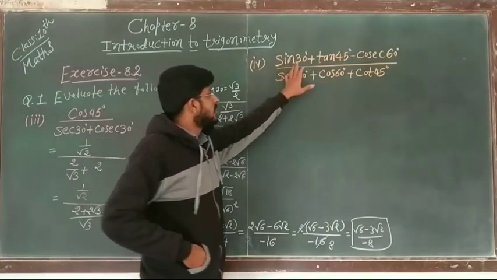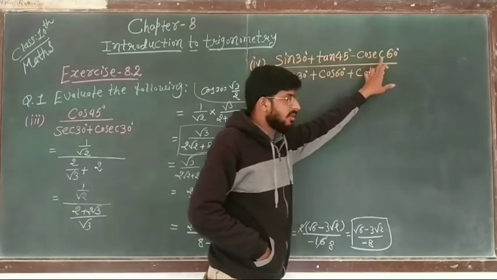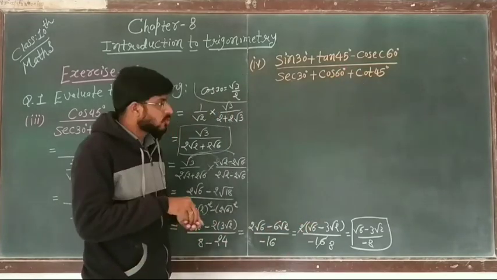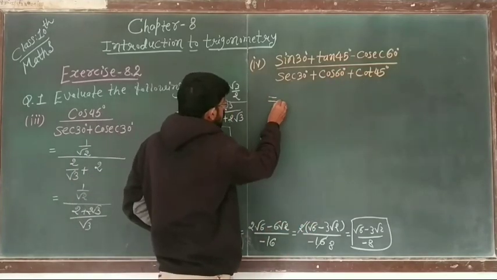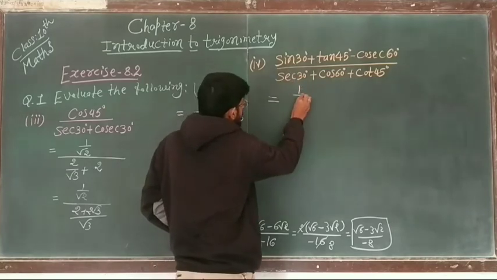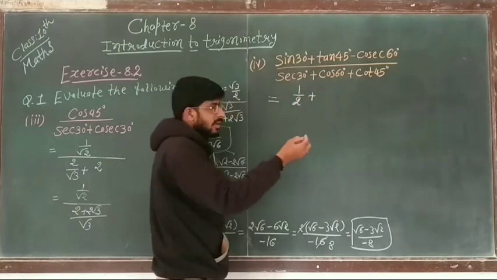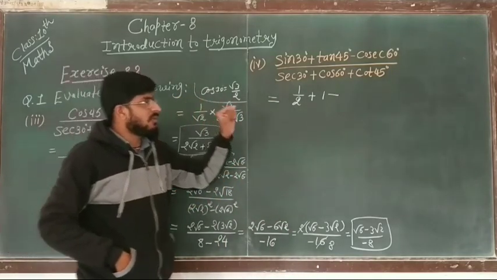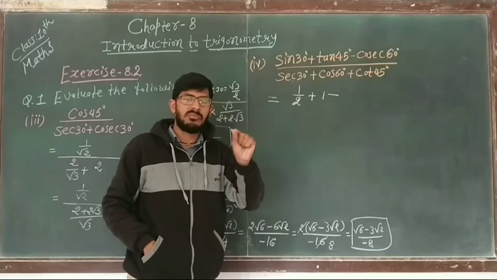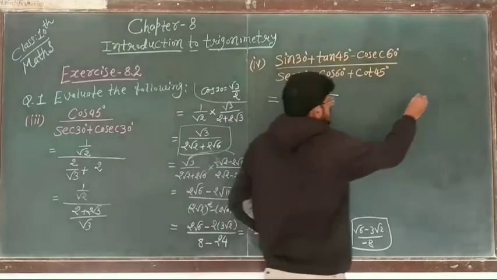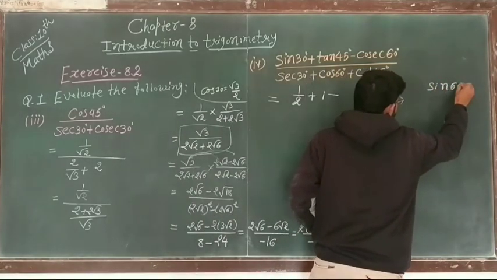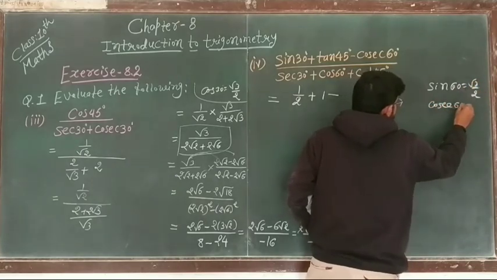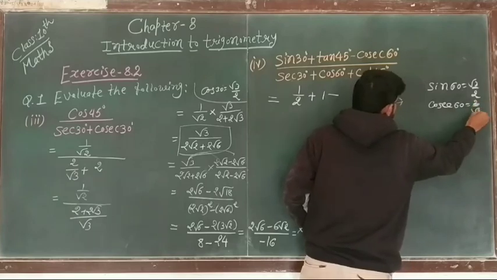Sin 30 degree plus tan 45 degree minus cos 60 degree upon sec 30 degree plus cos 60 degree plus cot 45 degree. So from table we have to put the value of sin 30 is equal to 1 by 2 plus tan 45 degree is equal to 1 minus cosec 60. So we have to find first sin 60. Sin 60 will be root 3 by 2. So the value of cosec 60 is 2 by root 3.